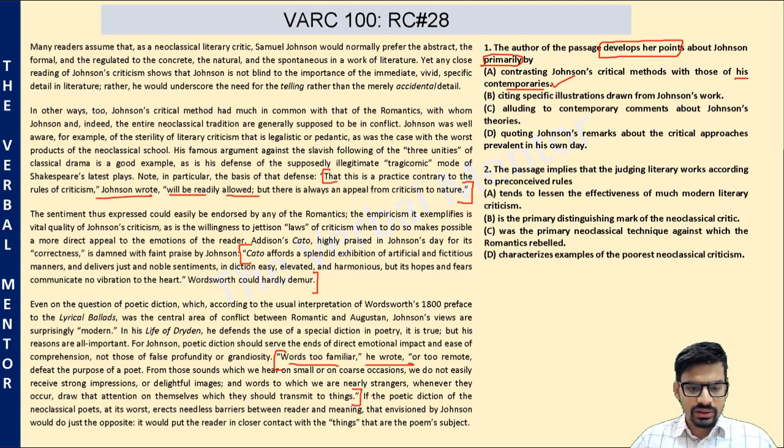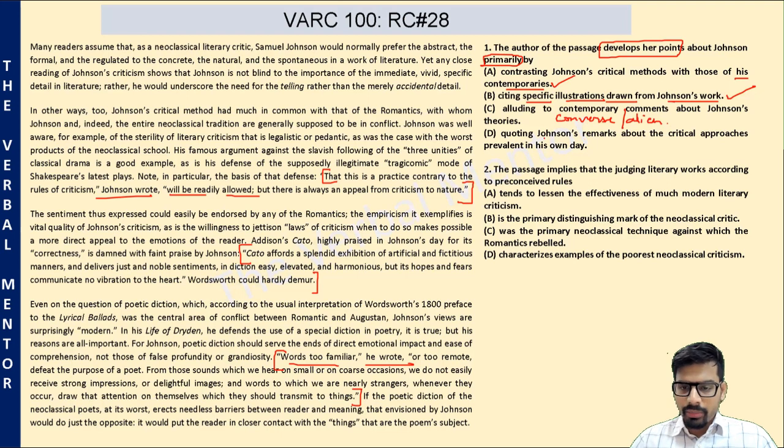So yes, the author cites specific illustrations drawn from Johnson's work. That is a better answer choice. This thing we get to see throughout the passage consistently. So maybe this is the correct answer. Option C, alluding to contemporary comments about Johnson's theories. The author does not mention what others thought about Johnson's work, but what Johnson thought about others' work. So this is converse or simply alien.